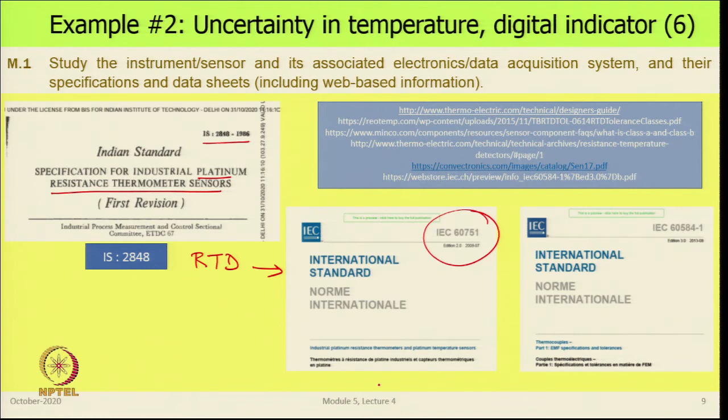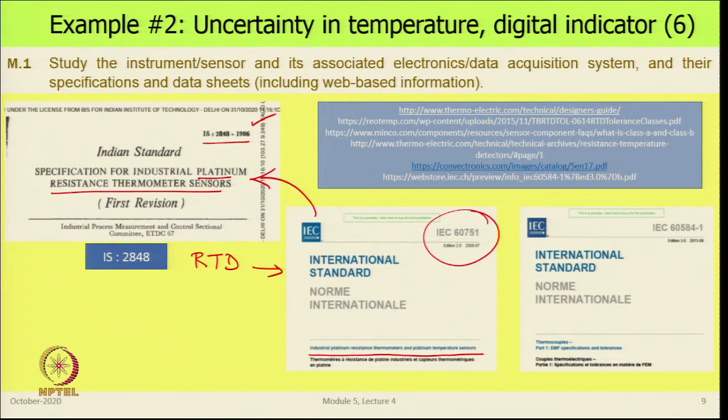IEC, as we have seen in ISO GUM also, is the International Electrotechnical Commission, and this is a standard on industrial platinum resistance thermometers and platinum temperature sensors. Much of what is in IEC 60751 has been incorporated into IS 2848. So if you do not find this standard, we can definitely get the Indian standard. So, this is one standard for RTDs.